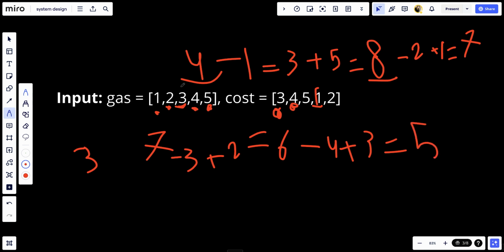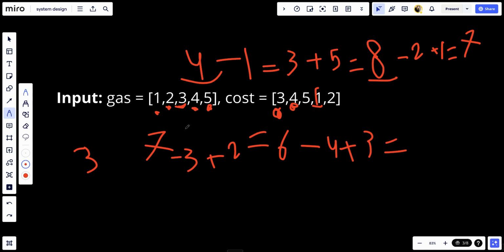So if we start our journey from this index, we will go in a circular way. We go to 3 and we come back to 3. This is what we mean by circular way. So yeah, let's just start into it.